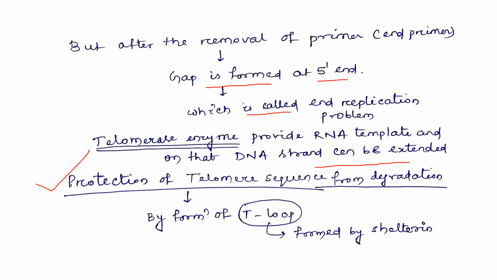So for protection, a T loop is formed by the protein shelterin to protect the end or telomere sequence. So this is all about the different steps of DNA replication in eukaryotes. So after this termination, we will have our newly formed strands of DNA. So in this way, DNA replication occurs in eukaryotes. Okay.